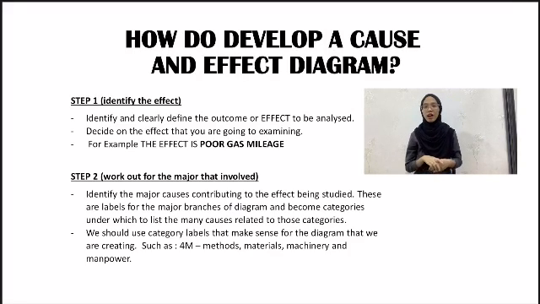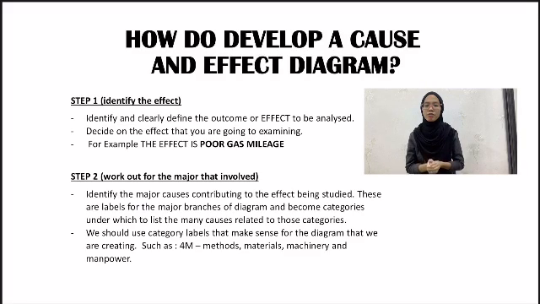For the first step, we identify and clearly define the outcome or effect to be analyzed. Decide on the effect that you are going to examine. For example, the effect is poor gas mileage. That's the effect title. Then step 2 is we are going to identify the main causes contributing to the effect being studied.